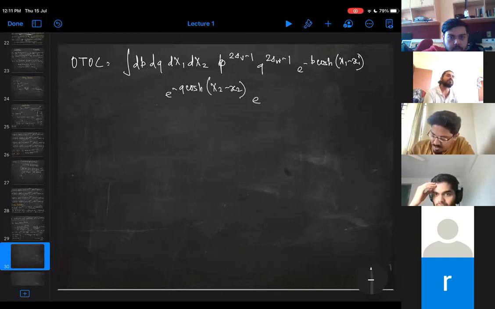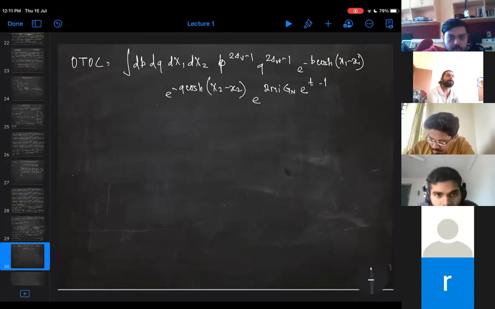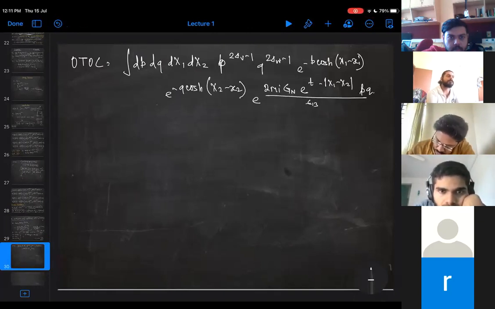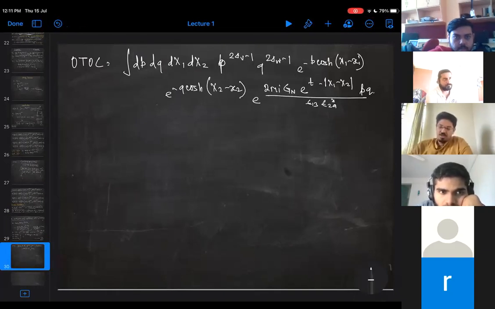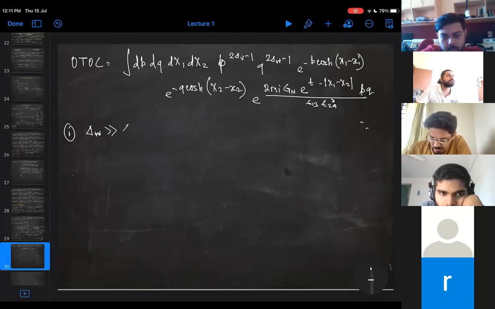And then this phase factor, to the power with some PQ. Okay, so this is the final integral that we have to compute. Now, if you try to solve this integral for generic delta V and delta W, it's not possible. So what one does is assume that one of these operators is much heavier than the other. So here we are taking this heavy-light limit.